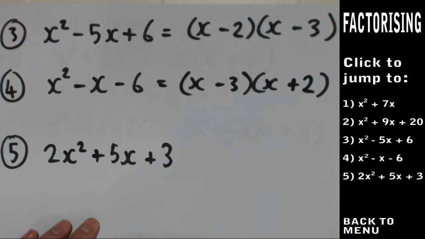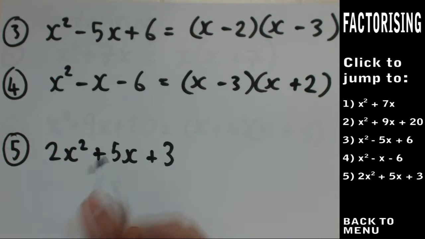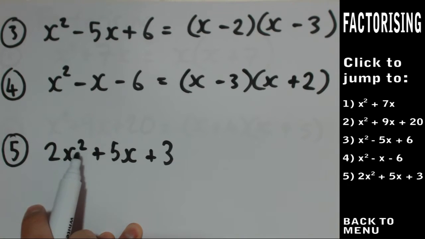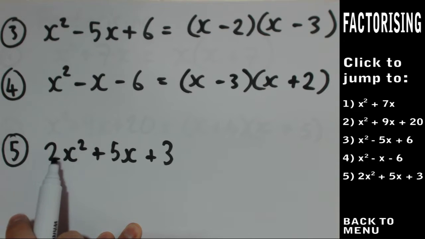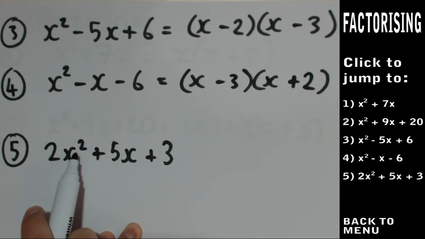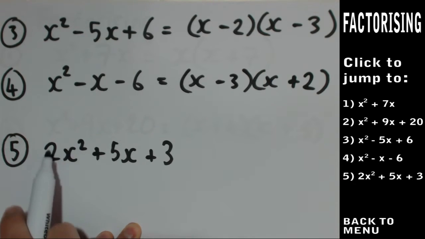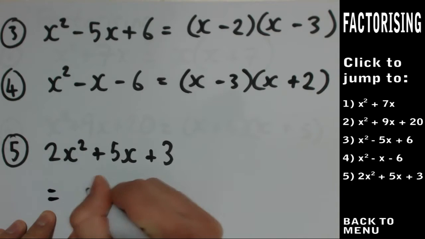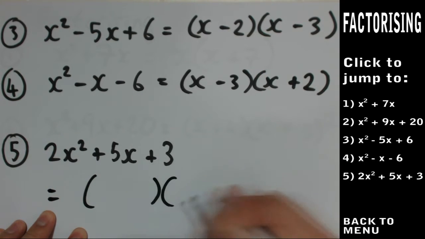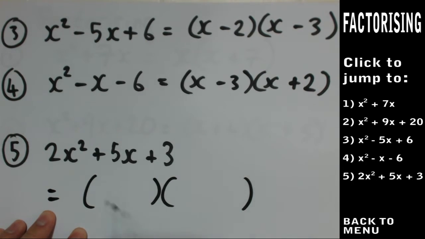Right, last one. This is the hardest one because you've got a coefficient of x squared that is greater than 1. That just means there's a number in front of x squared. That's what coefficient is, the number in front of it. So this one is still a double bracket question. So let's put the double brackets in. And that times that gives 2x squared.